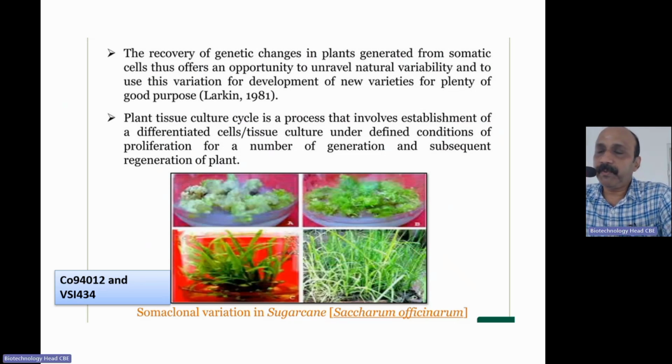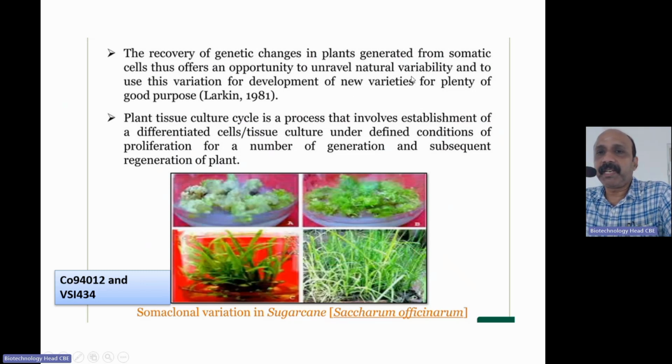Right. So this type of variation can arise because of those stress conditions that we intentionally apply, or that normally occur when we go in for tissue culture. When it is desirable, then we keep it as a variety. If it is not desirable, then we just throw it. Repeated culturing, repeated subculturing, will lead to such somaclonal variation. So this is the recovery of genetic changes in the plants regenerated from somatic cells.